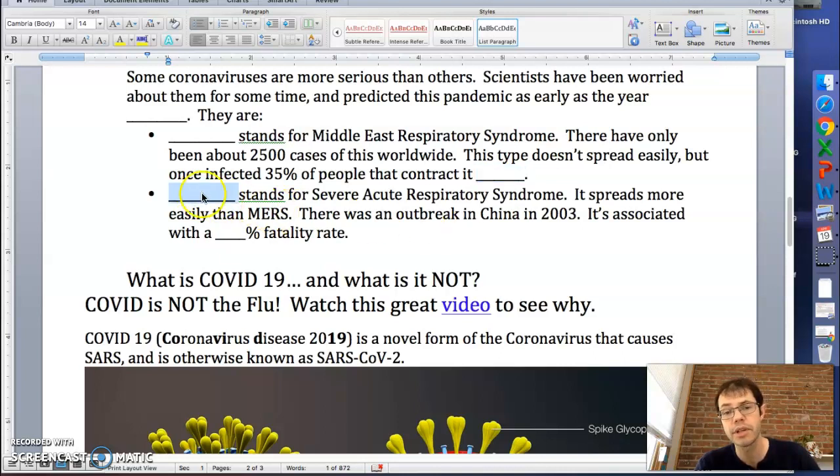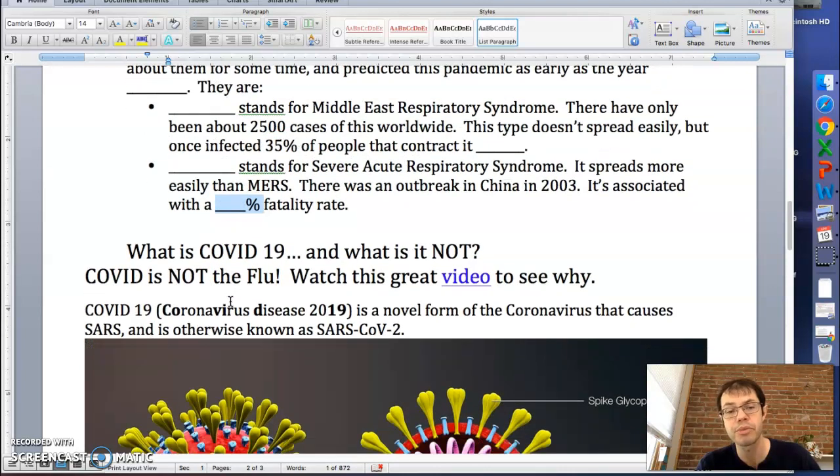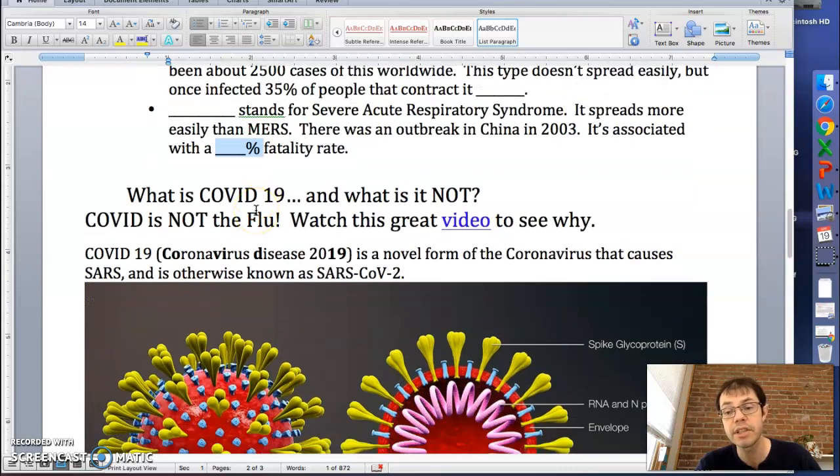SARS was the next one. It spread a little bit more because it was less fatal, but still had a 10% fatality rate and was pretty severe for people that had it. Now, technically, this current outbreak caused by COVID is a SARS outbreak. COVID is a variation of SARS.